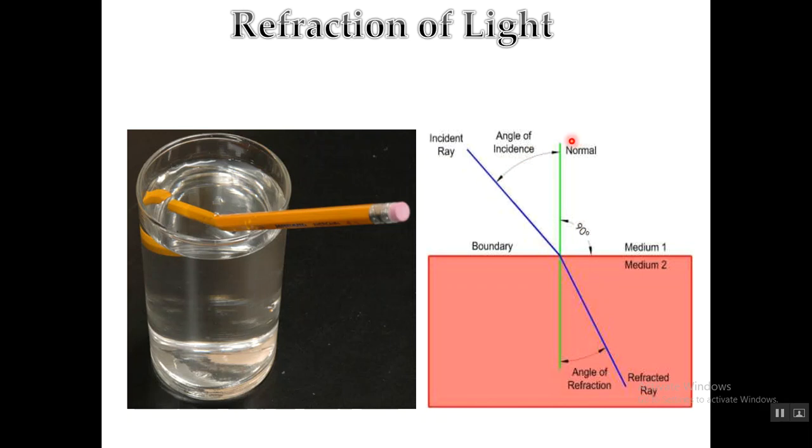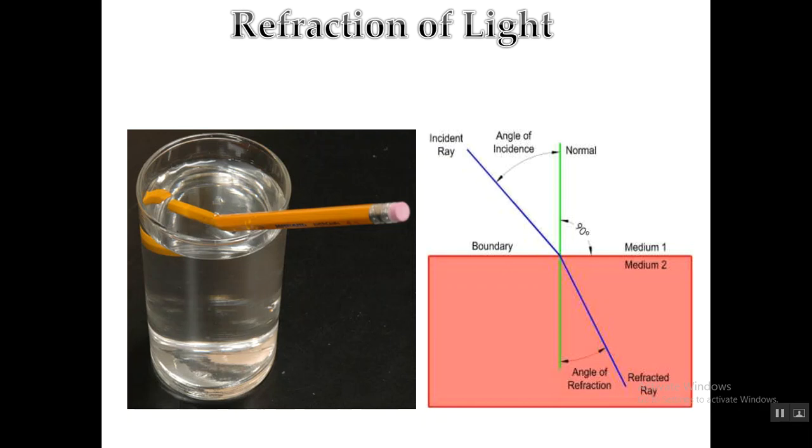But if it is acute, like our case here, it will be refracted. So the refraction of light depends upon two factors. Number one, the incidence angle. If it is a right incidence angle, no refraction. If it is acute, there is a refraction. This is number one. Number two, the refractive index.